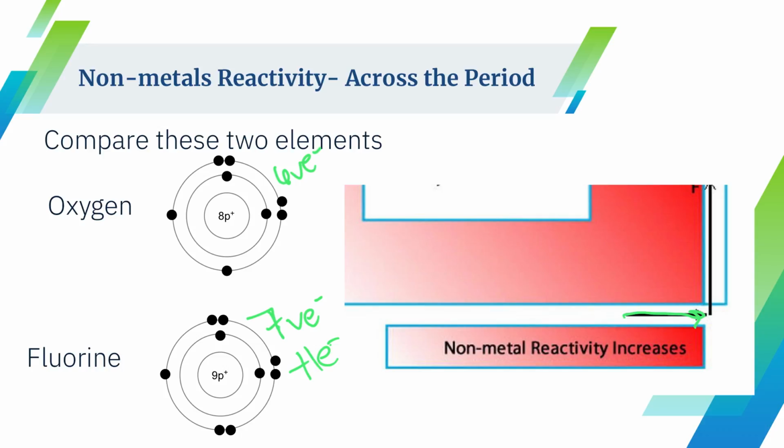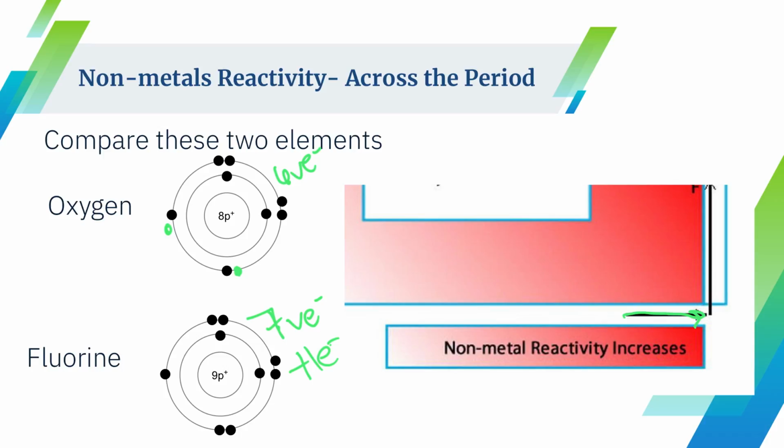It only needs one more, so it's going to grab that electron, and it's going to take it probably from sodium or cesium or any of the group 1 elements because they're easily giving it up, whereas fluorine is going to take it. It's going to react very easily. Oxygen, still highly reactive, but now it needs to get 2 electrons. So fluorine is more reactive because it only needs 1 electron to be happy, whereas oxygen needs 2 additional electrons to be happy.